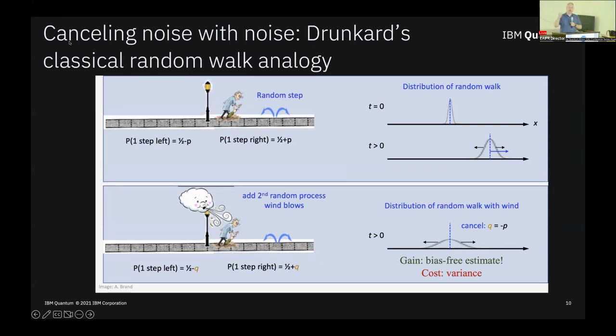And if I match the probability of the wind blowing him to the left to the probability of him going to the right, then my process becomes unbiased. He always stays at the origin. The penalty I pay for this is that the influence of these two random processes is going to make the variance bigger and bigger. And so if my job at the beginning of the day was to estimate where he was, I'm going to have to measure his position more and more times the larger these errors are.